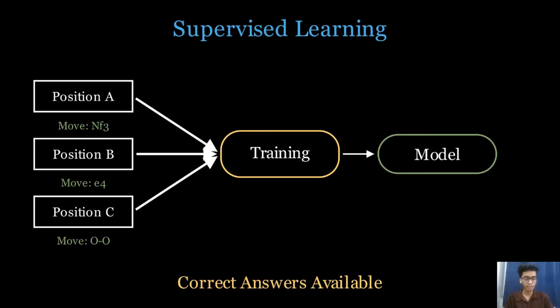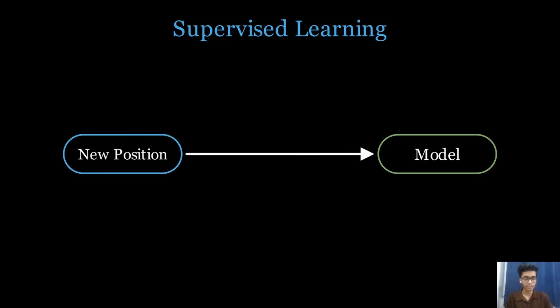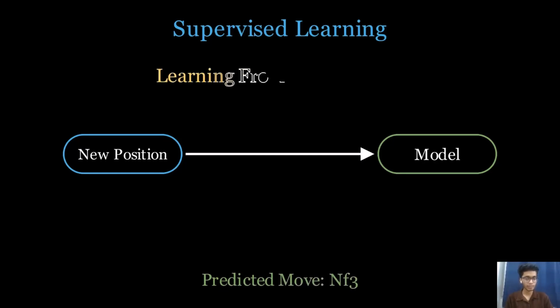We will use this for training the model, and once the model gets trained, the model will help us with the new position. We will try to predict the best move in case of a new position. This will happen in case of supervised learning, where we will learn from labeled data.